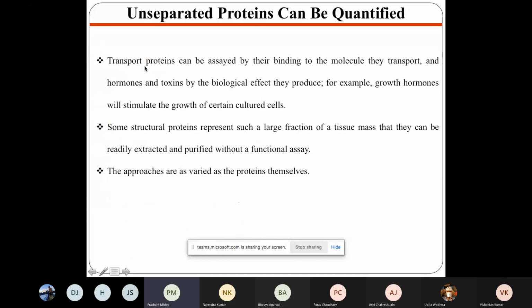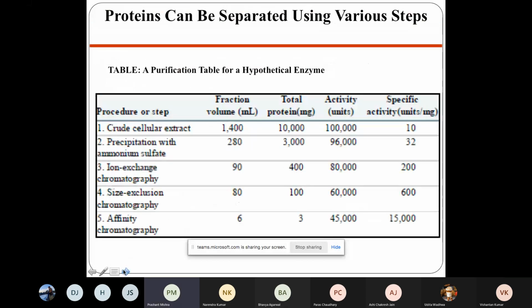Here I have given that if I'm looking at a transport protein, we can go for its transport property. If I have hormones, you can look at the biological effect. So there are different types of proteins and they can be measured by different means. Then this is the table which is going to explain how the purification steps look. We have taken a hypothetical enzyme.